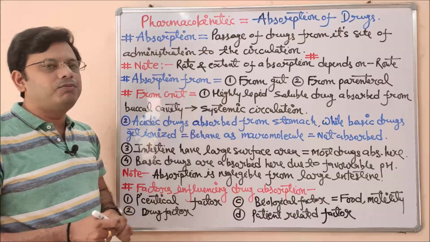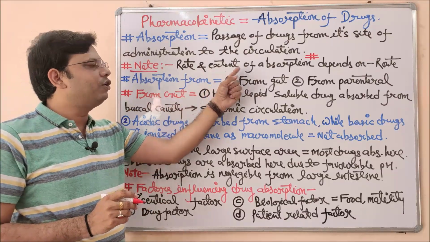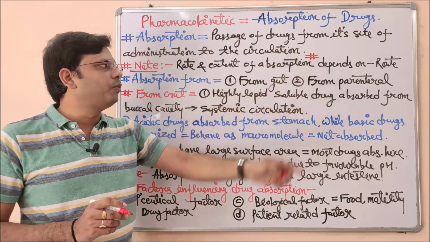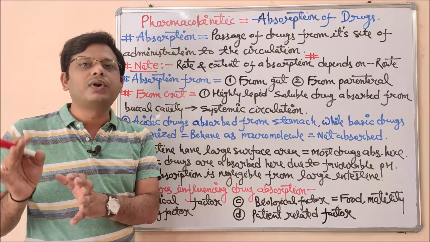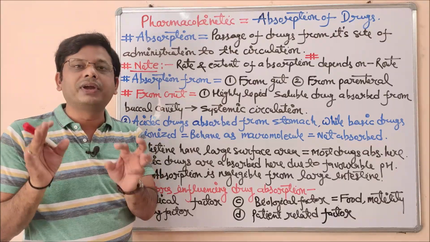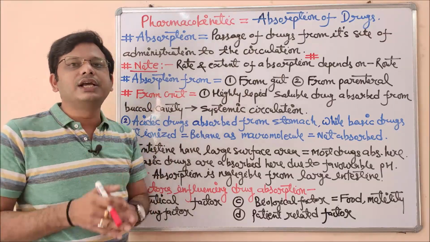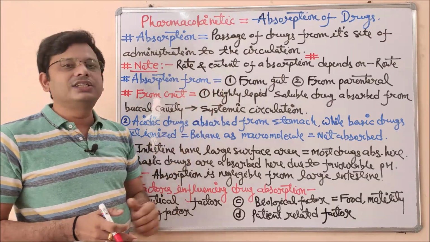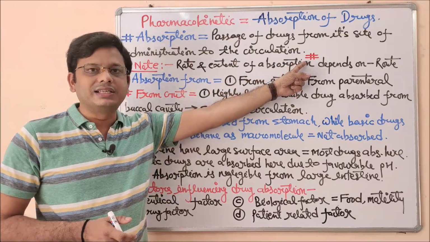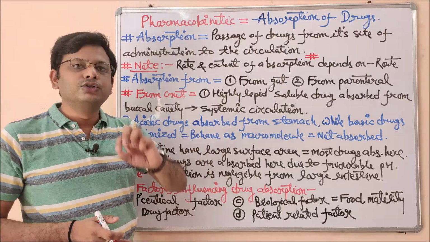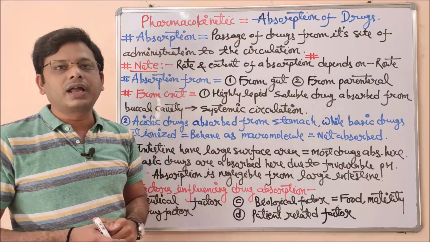Now coming to the most important note under absorption: the rate and extent of absorption is totally dependent upon the route of drug administration. So in the case of absorption, understanding the route of drug administration is very important, and you should apply your knowledge of routes of drug administration here. Rate and extent of absorption means bioavailability. So in other words, bioavailability totally depends upon the route of drug administration.